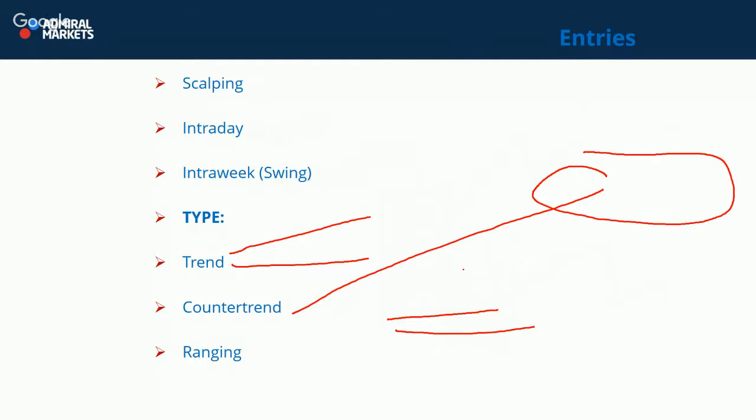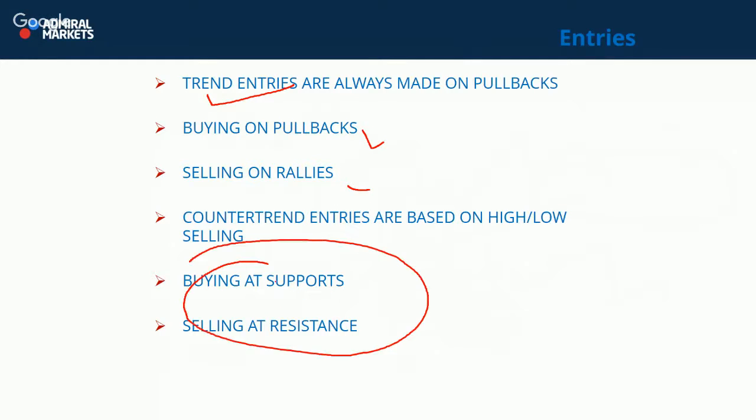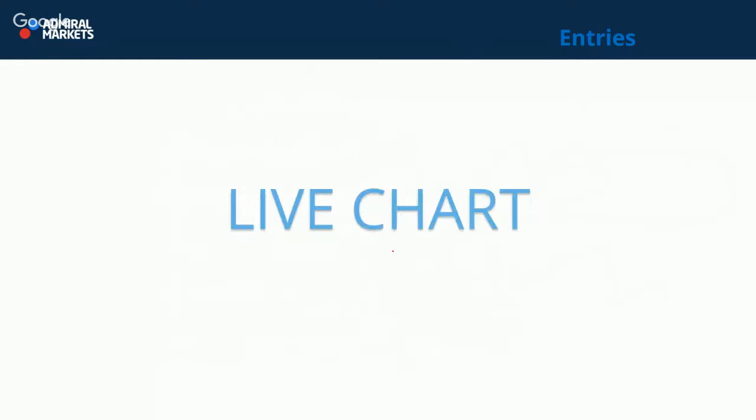Now we have a trend. Remember what I told you a couple of months ago? We will sell on rallies, and I'm still selling on rallies, pound crosses. Now, another thing is actually this is what I was saying. Trend entries are made on pullbacks. Okay, this is only for counter trend entries.